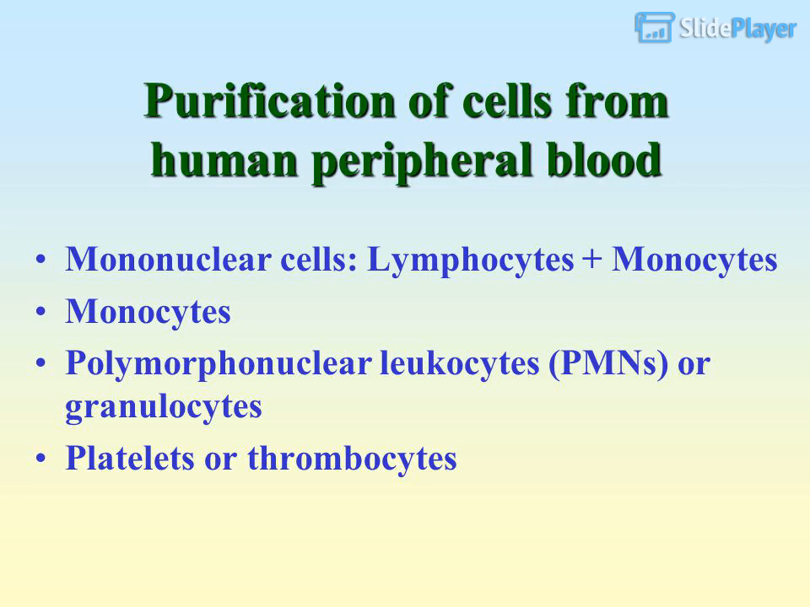Purification of cells from human peripheral blood. Mononuclear cells: lymphocytes plus monocytes. Polymorphonuclear leukocytes, PMNs, or granulocytes. Platelets or thrombocytes. One of the most important areas for applications of Axis-Shield density gradient media is the purification of leukocytes from human blood.